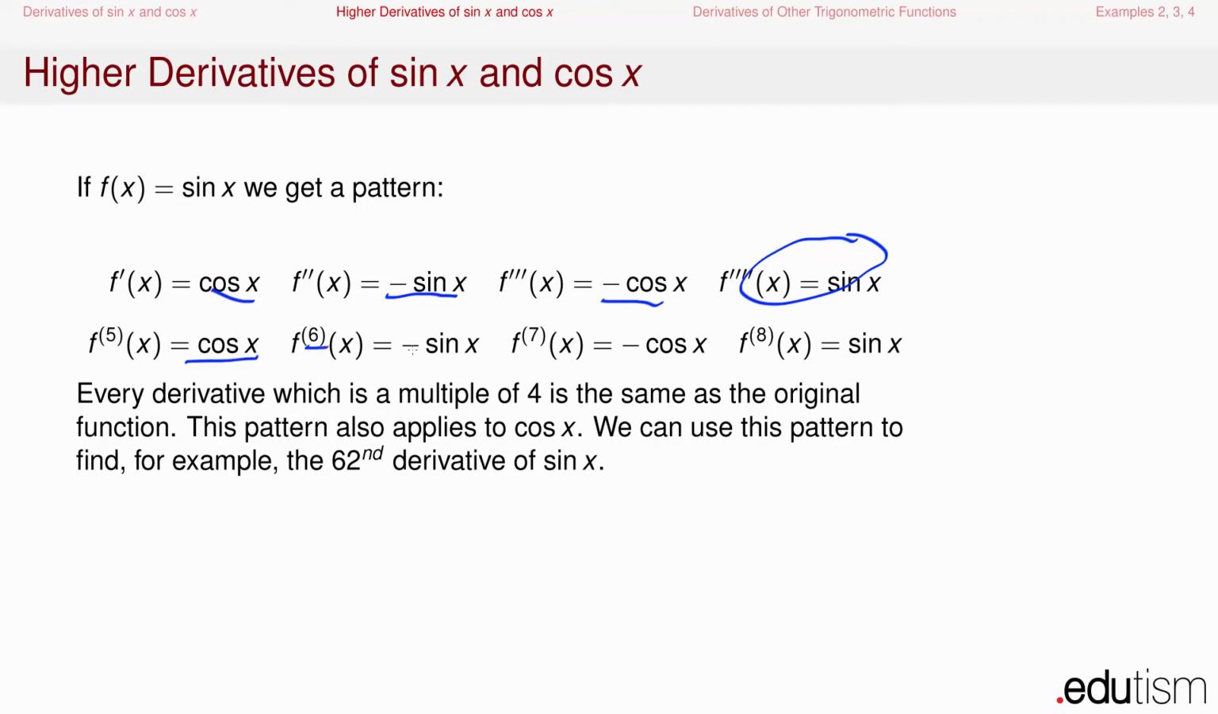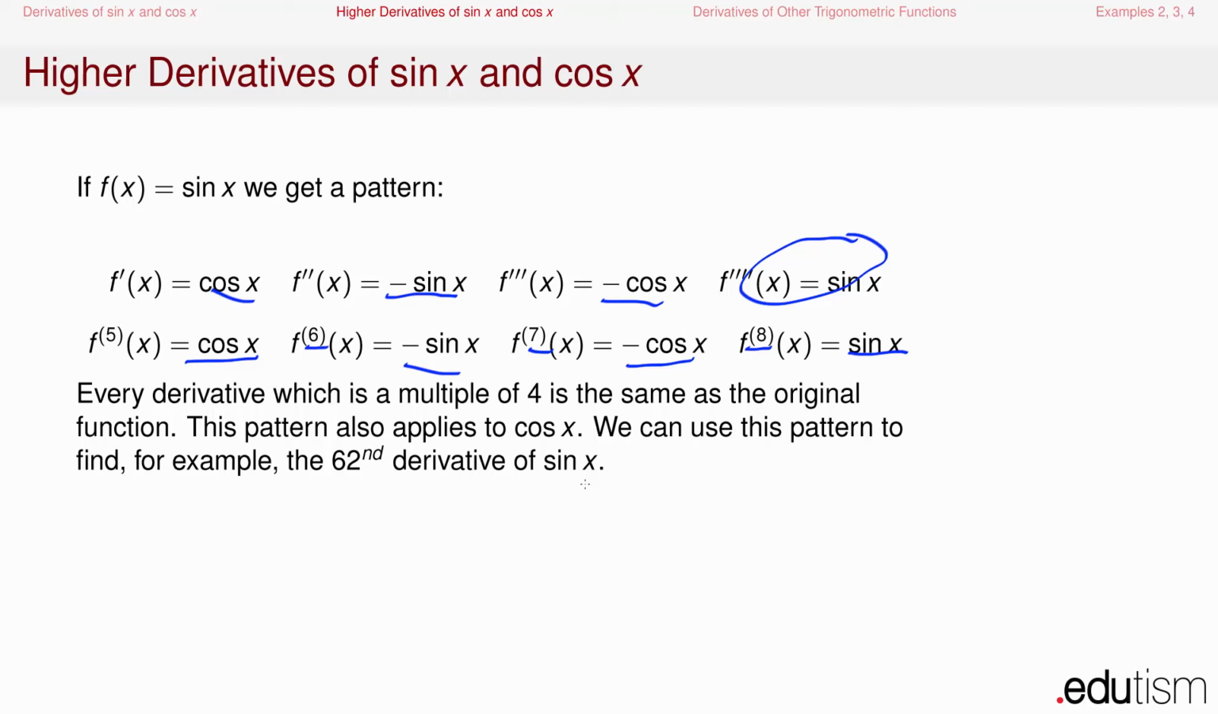The sixth derivative is going to be negative sine x. The seventh derivative is going to be negative cos x. The eighth derivative is going to be sine x. It turns out that every single derivative which is a multiple of 4, basically the fourth derivative, the 8th, the 12th, the 16th, the 20th, the 400th, all those derivatives are going to be the same as the original function. This pattern applies similarly to cos x.